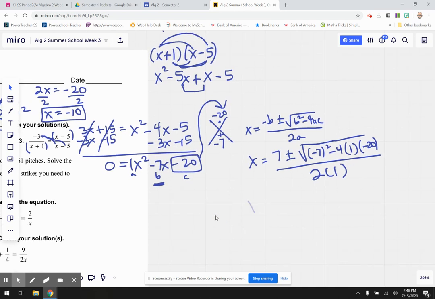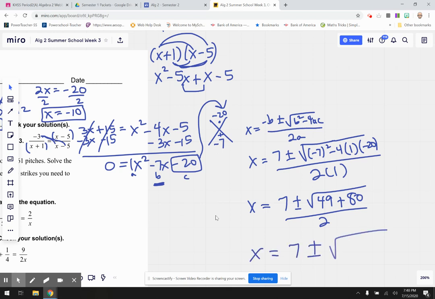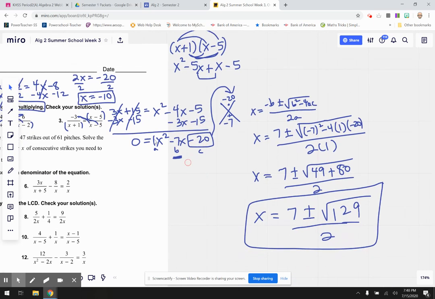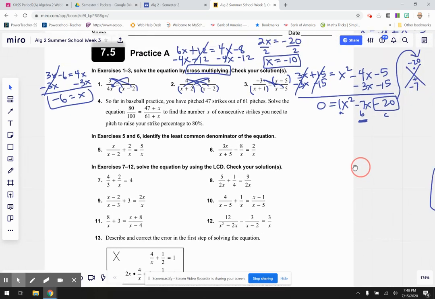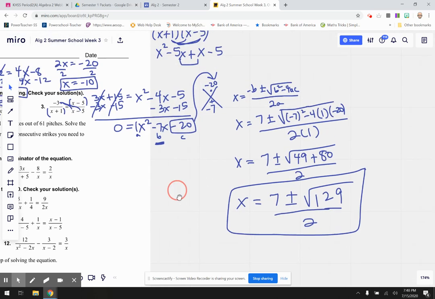Now we are going to just simplify it. So 7 plus or minus the square root of 49 plus 80, because -4 times -20 is +80, all over 2. So simplify one more time: 7 plus or minus the square root of 129 all over 2. That's actually as low as you can get because you can't break down the square root of 129. So number 3, we had to solve it with the quadratic formula. Couldn't factor it, unfortunately.